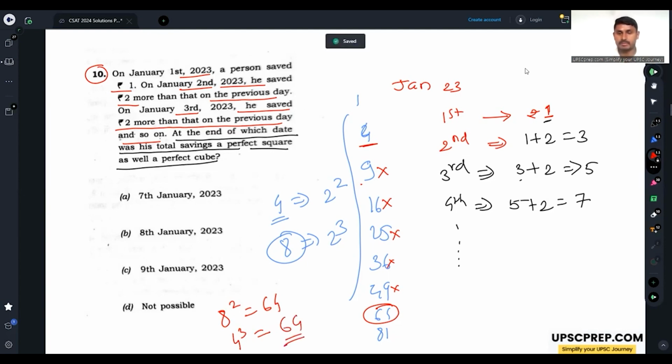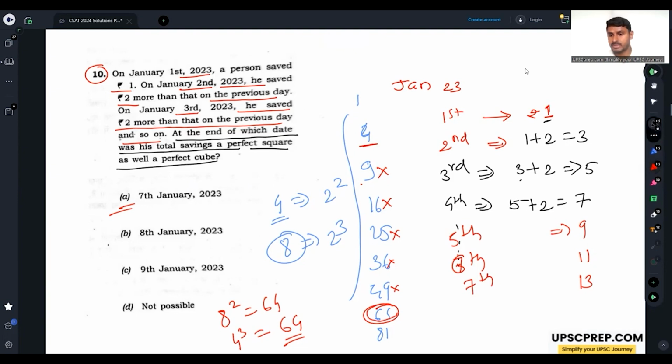See now, here we will see on which date you will get this number 64 as the addition of these numbers 1, 3, 5, 7. So let's see, on the fifth date what will come? It will be 9 here, then 11 will come, then 13 will come. See now, the first option is 7, so let's validate 7, the 6th and 7th. Just make the addition here. So this 9 plus 1 will be 10, right? 7 plus 3 again 10, so we have got 20 here, right?